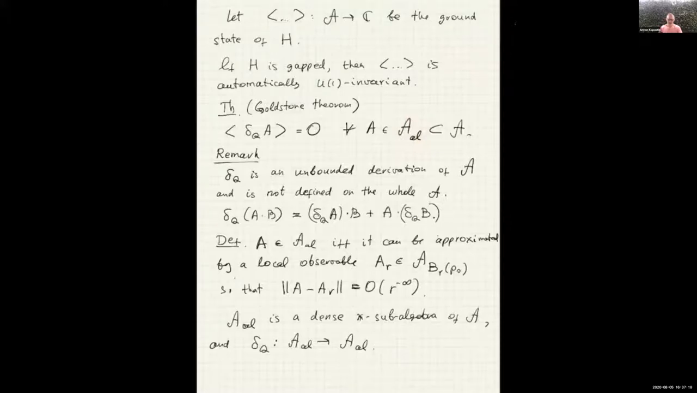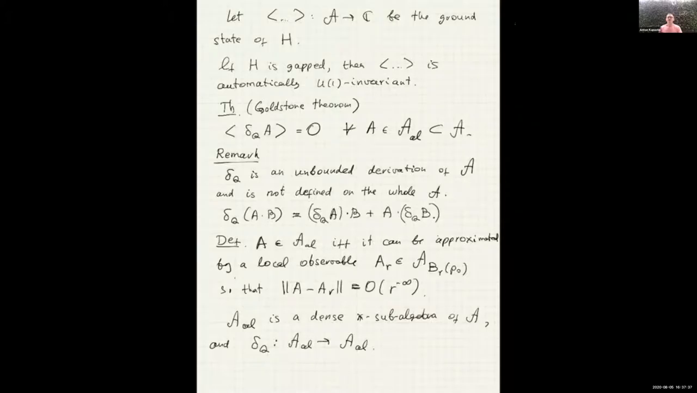And the way it's defined is that you say an element of the algebra is inside this subalgebra if it can be approximated by local observables with very good accuracy. That is, if you take a ball of radius R, you can find an observable which is local and localized in this ball, so that it's very close in norm to A.